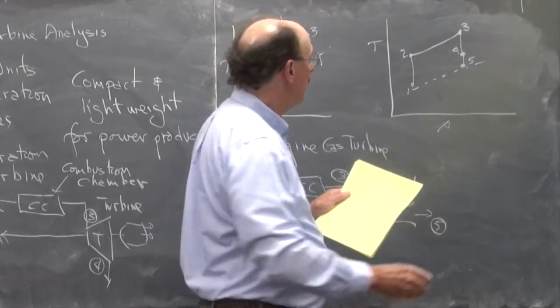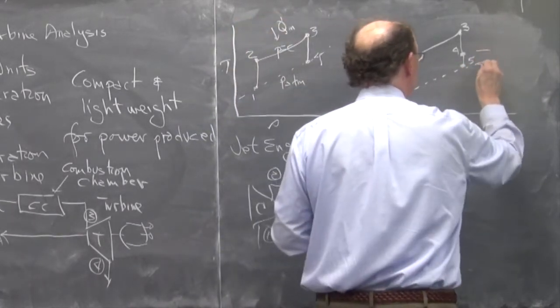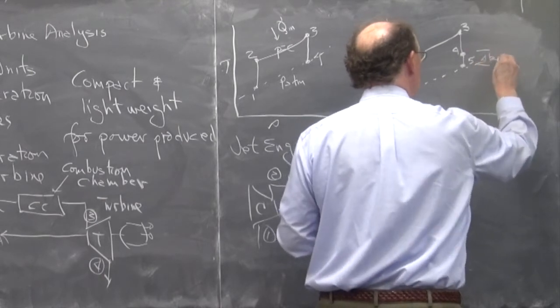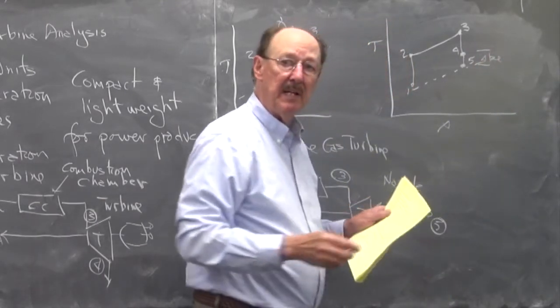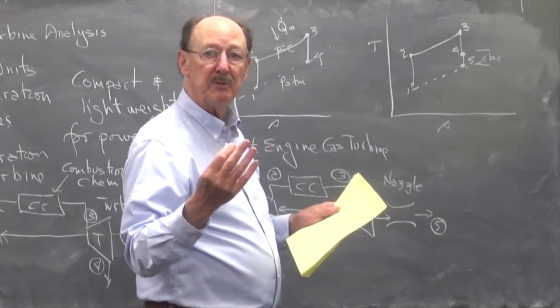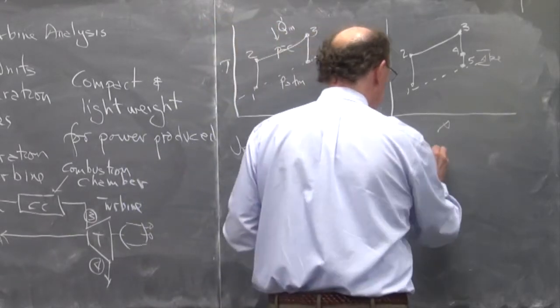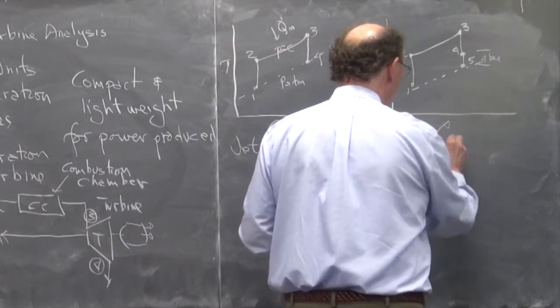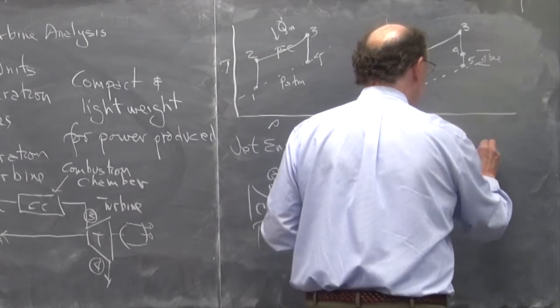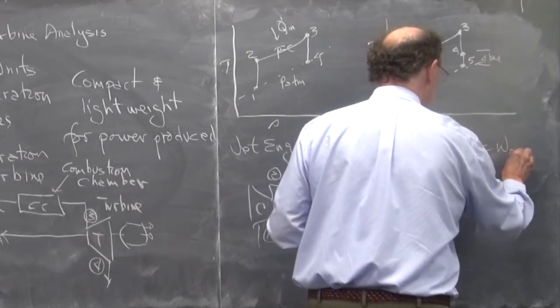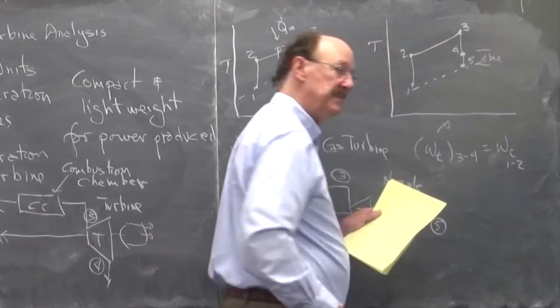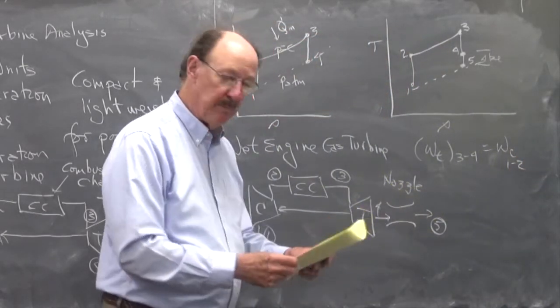And so from here, from 4 to 5, we have a delta KE, and basically the work from 3 to 4 is equal to the work from 1 to 2. So W_T 3,4 is equal to W_C 1,2. And that's your ideal model.